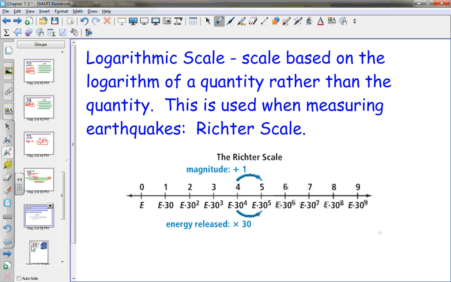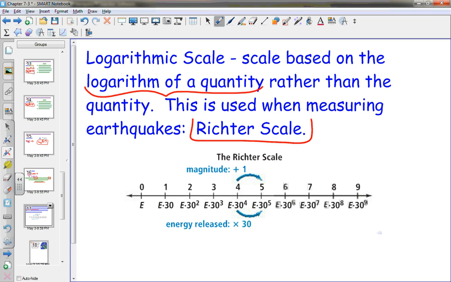Okay. Now, this right here, logarithmic scale. The scale used on the logarithm of a quantity rather than the whole quantity. In other words, I'm taking the log of the quantity and putting it on a scale rather than taking the humongous large quantity. Does that make sense?